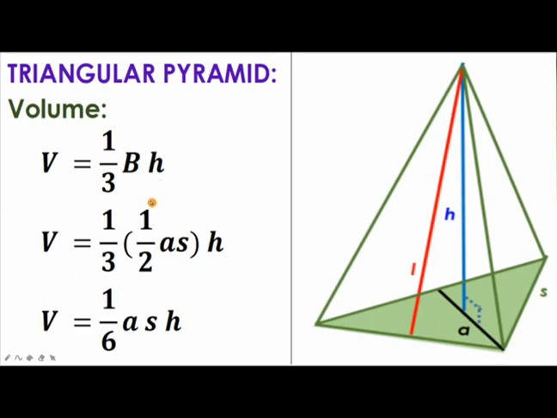But as we have seen earlier, the area of the triangular base is 1/2 A times S. Therefore, the volume of this triangular pyramid is given by this formula. V is equal to 1/6 times A times S times H, where A is the altitude of this triangular base, S is the side of this equilateral triangle, and H is the height of the pyramid.